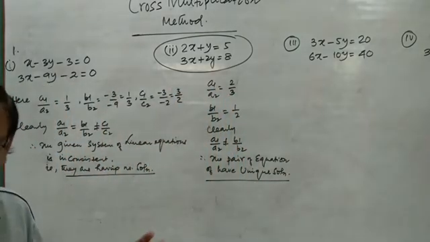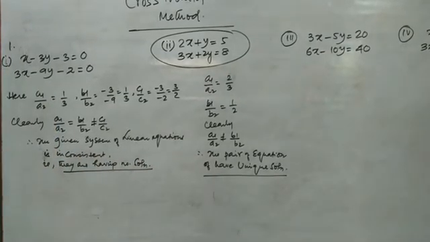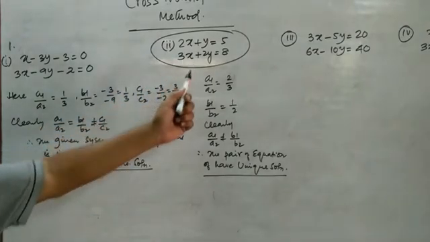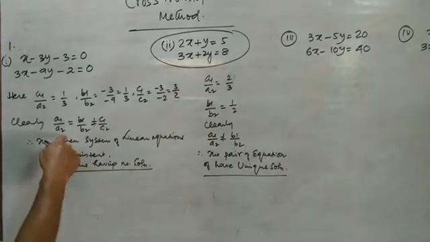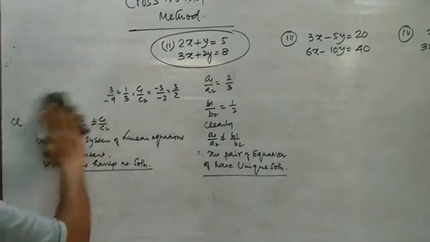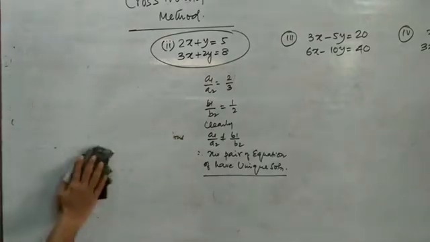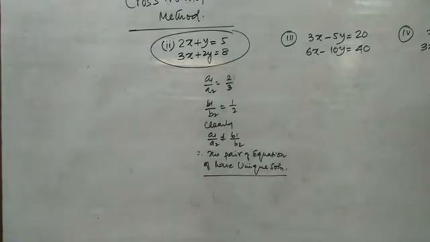Now if the question says that it has a unique solution, we have to solve it by using the cross multiplication method. Now dear students, we will learn how to solve this equation by cross multiplication method. The first one cannot be solved because it has no solution at all, so I am erasing it. The problem of the first one is solved. Now this has a unique solution, so we will find it.